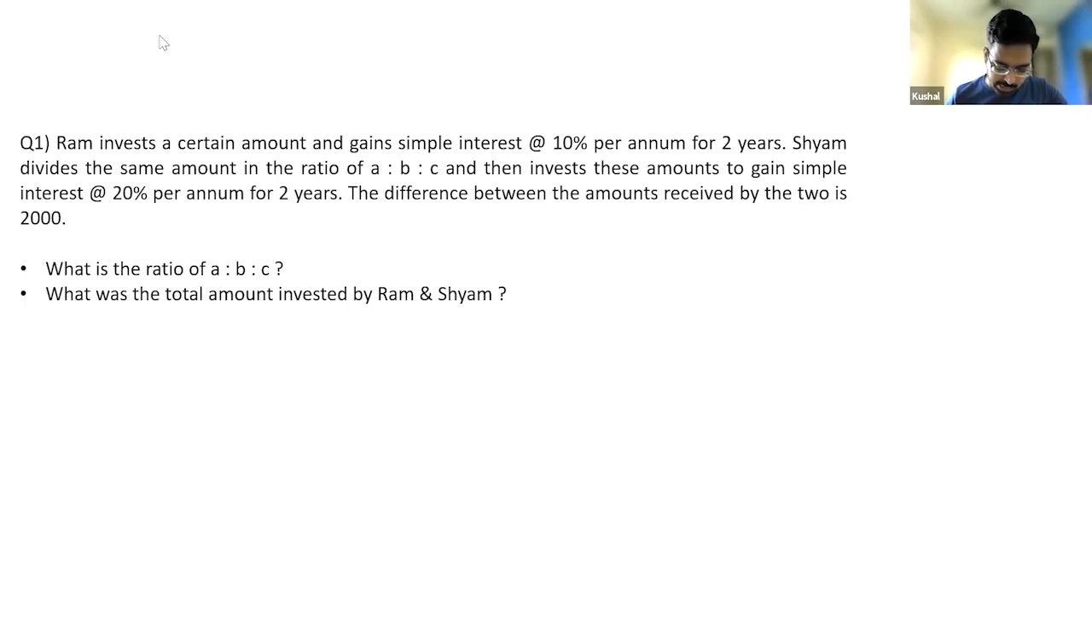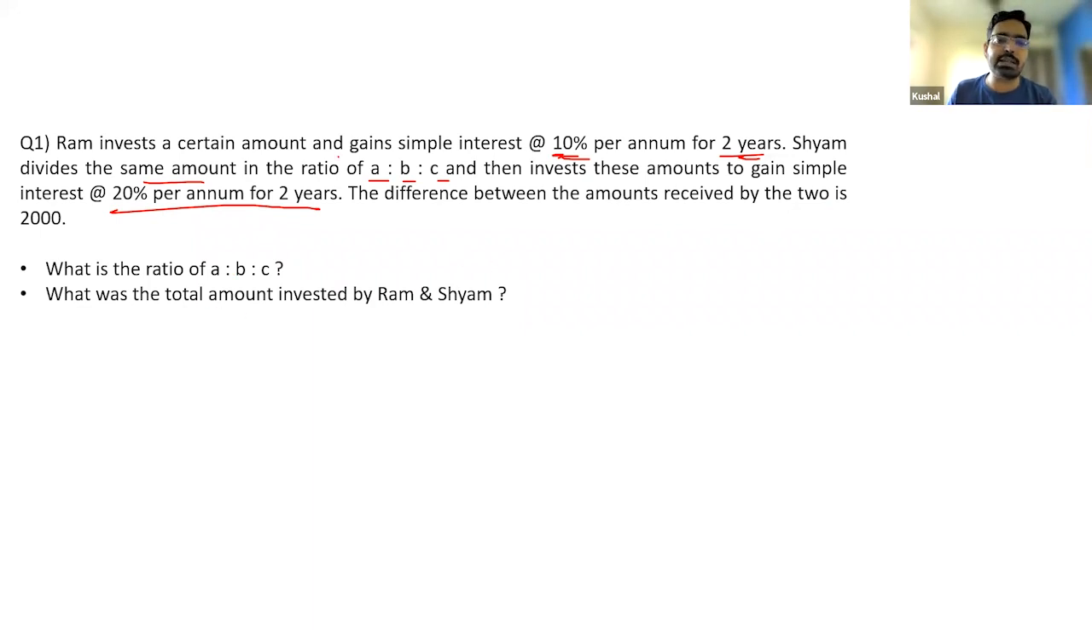Let's have a look at this particular question. It says what? Ram invests a certain amount and gains simple interest at 10% per annum for 2 years. Sham divides the same amount in the ratio A is to B is to C and then invests these amounts to gain simple interest at a rate of 20% per annum for 2 years. The difference between the amounts received by the two is 2,000 rupees. This is the data given to us. We have been asked 2 questions. We've been asked what is the ratio A is to B is to C? What is the value of that?